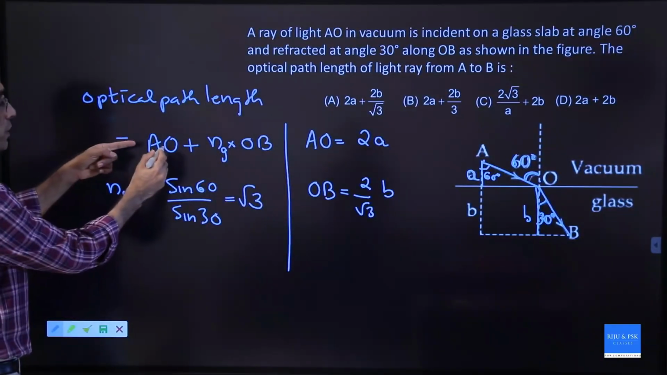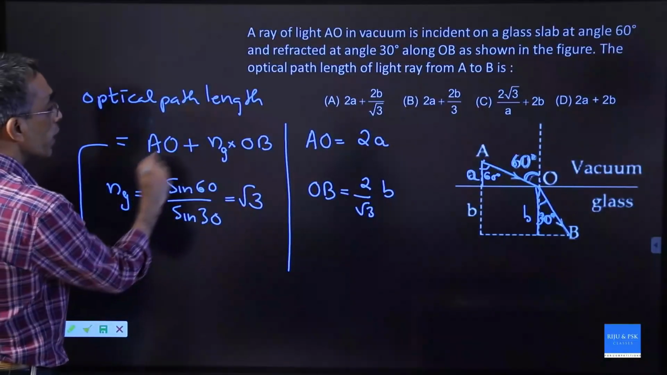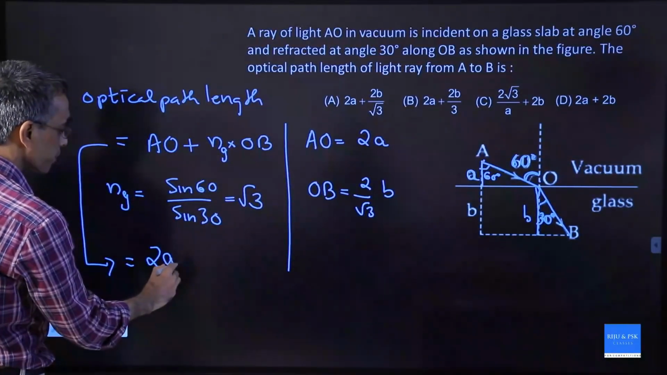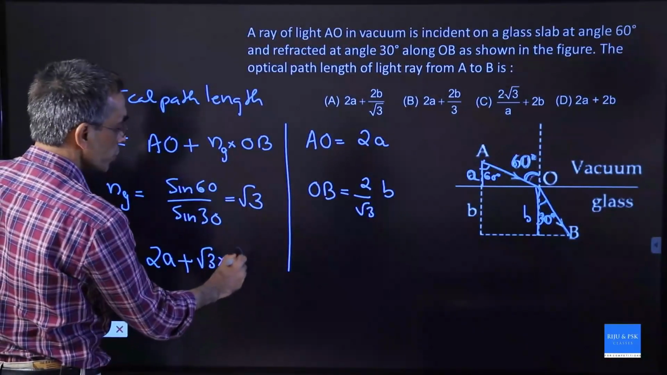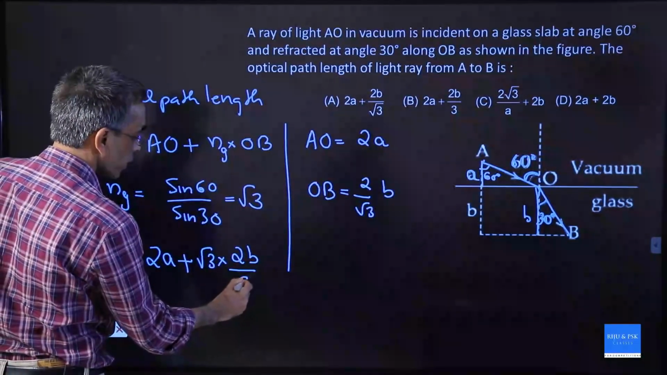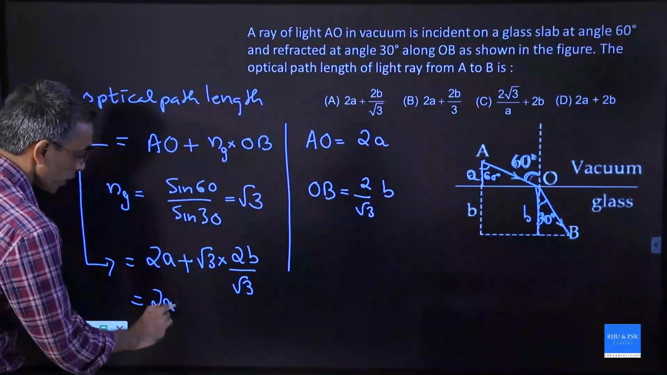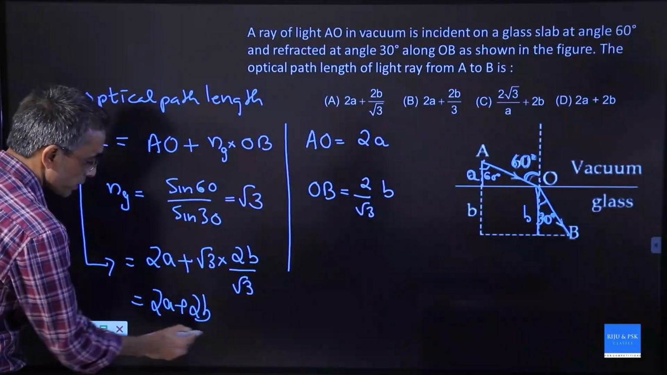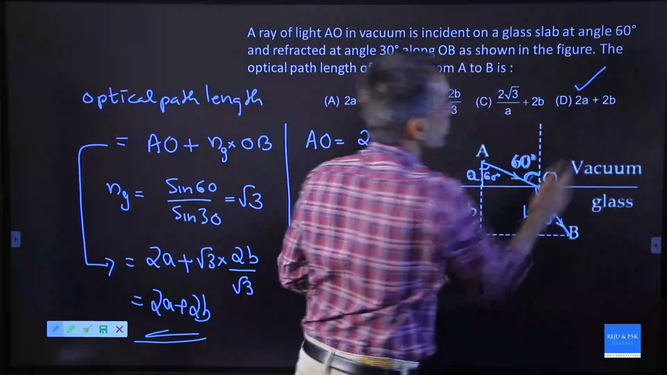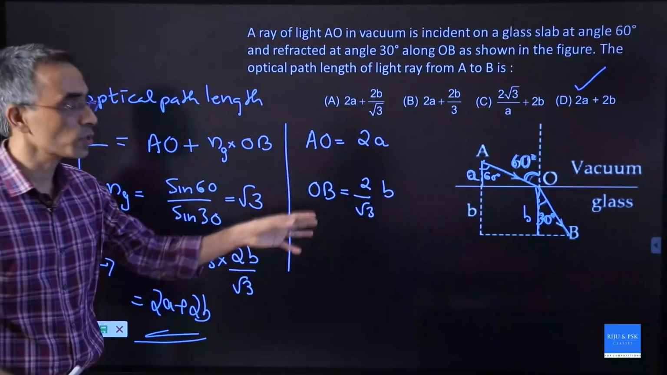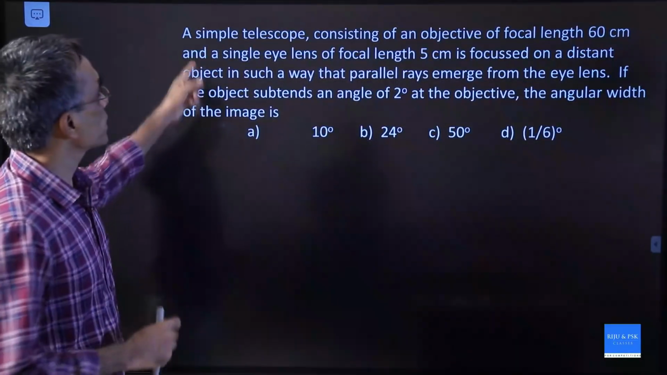Now substitute in this equation, optical path. I will do here. Optical path is equal to AO equal to 2A plus refractive index root 3 into 2B by root 3. Root 3 cancels, you will get 2A plus 2B as your answer. Option 2A plus 2B, option D is your answer. Just use the geometry.